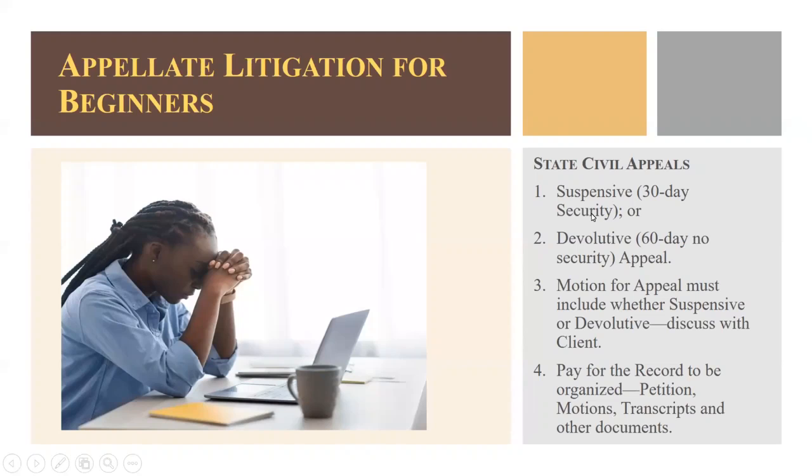Now, for the state civil appeal, of course, some of the stuff that we've already talked about from the criminal side is going to also apply to the civil side. We talked about the suspensive. We talked about the devolutive and the 30-day, 60-day window. Motion for an appeal. When you do the motion for an appeal in a civil case, you need to indicate you're doing a devolutive appeal, you're doing a suspensive appeal. You need to indicate that. Of course, you need to discuss that with your clients.